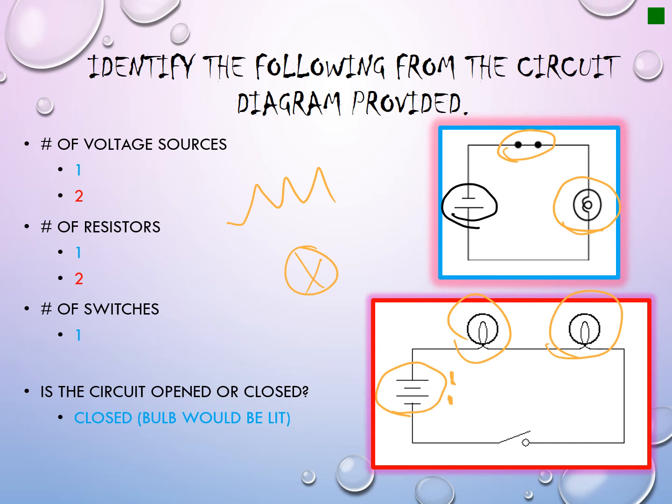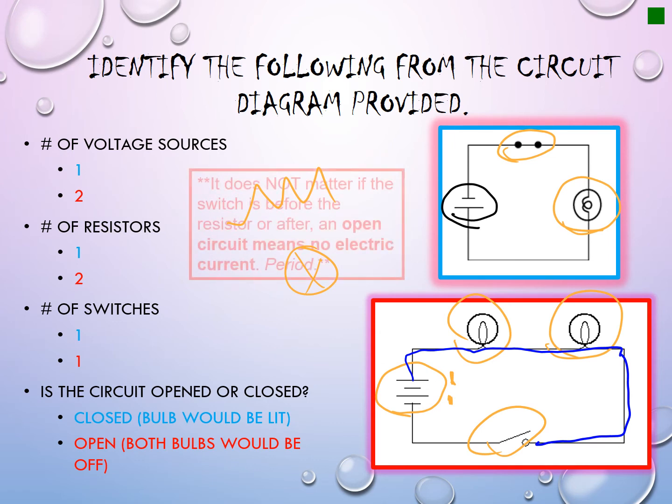Okay, number of switches for this bottom one, that would be 1 right here. And is it closed or open? It is open. Both bulbs would be off. It doesn't matter that the path worked from here to here and it just messed up here. It has to be the complete circuit, otherwise everything is off. All right.